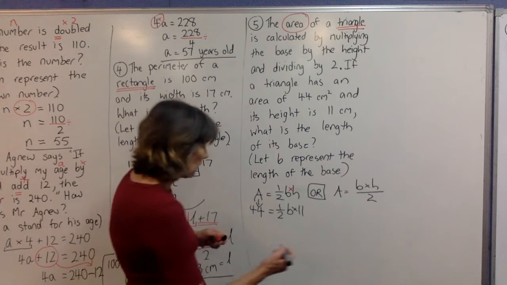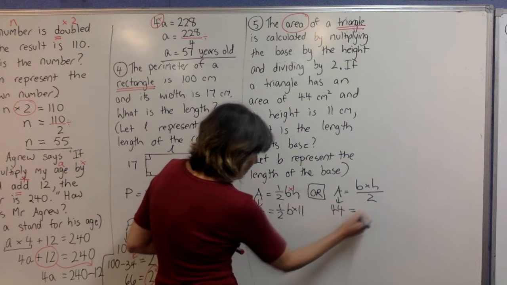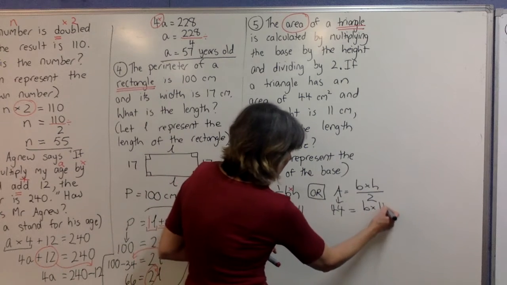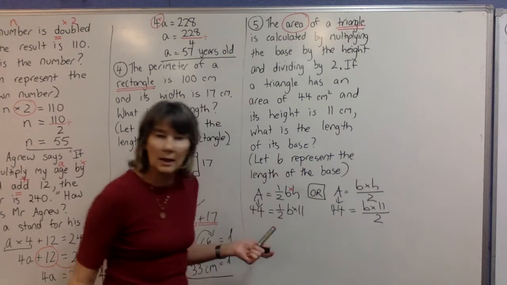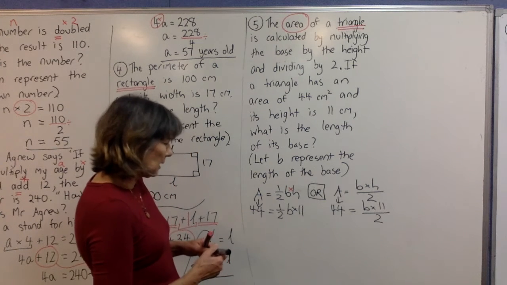Okay, if you do it over here, same thing. The area is 44. B times the height was 11. And you're up to there. So you pick which way you want to write down. Okay, now the next bit here.